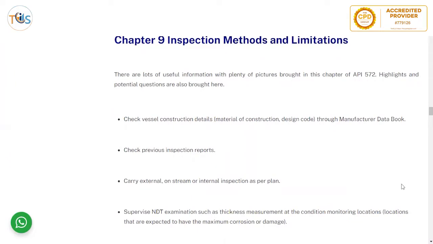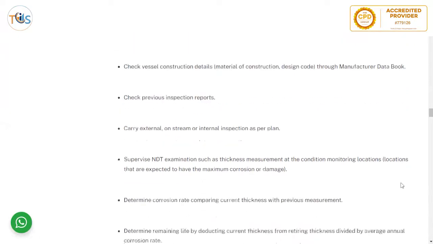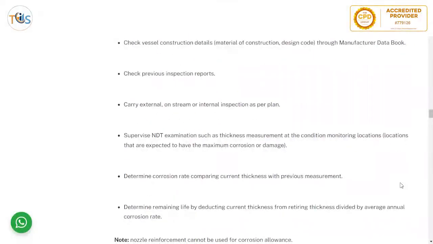There is lots of useful information with plenty of pictures in this chapter of API 572, highlights, and potential questions are also brought here. Check vessel construction detail, material of construction, and design code through the manufacturer's data book. Check previous inspection reports, carry out external, on-stream, or internal inspection as per plan. Supervise NDT examinations such as thickness measurement at the condition monitoring locations.